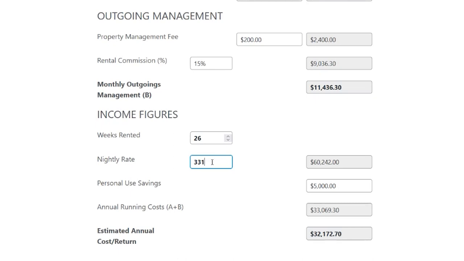So at a nightly rate of $331 and at 26 weeks a year at 50% rental, you pull in a gross of $60,242. Personal use savings, one of the most important things about vacation homes that people get out of them is they get to use them themselves. And I have had a lot of clients over the years say to me, hey, I'm saving that money. I don't have to spend that when I come and use the property. I'm there a couple of times a year. My family get to use the property and I don't have to pay that to someone else.